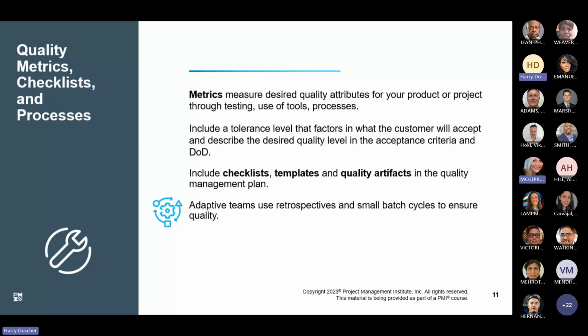Now, if you're talking about an adaptive project, the teams use retrospectives, and what they mean by small batch cycles is shortening the time frame for each iteration and gathering the feedback from the customer or from the product owner to make sure that the quality that's being delivered is what's expected, or that we exceed it.